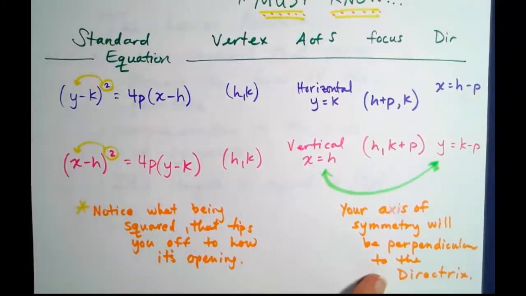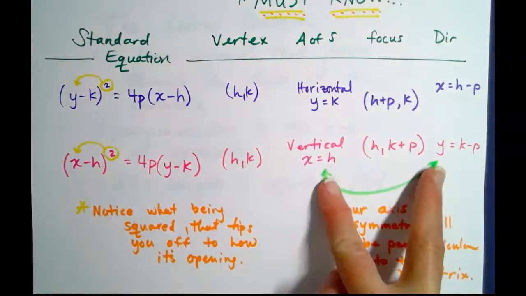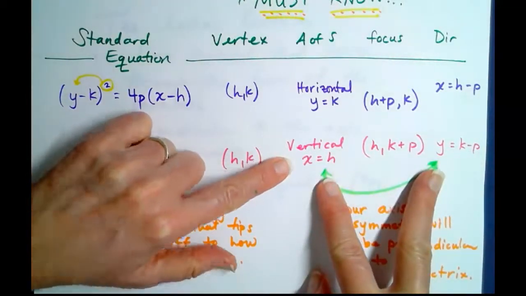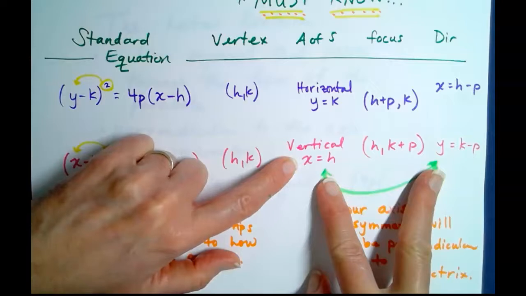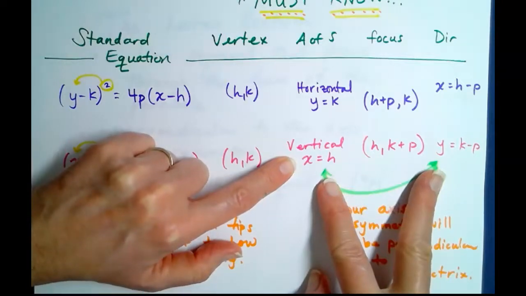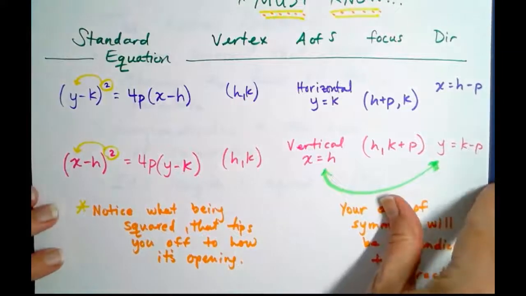And your axis of symmetry will be perpendicular to the directrix. Think about that. Your axis of symmetry, which will cut the parabola in half, is going to be perpendicular to the directrix. You can see that right there. So when you have a vertical opening, your axis of symmetry is x equals h, and your directrix is y equals k minus p. So that's just something to think about.